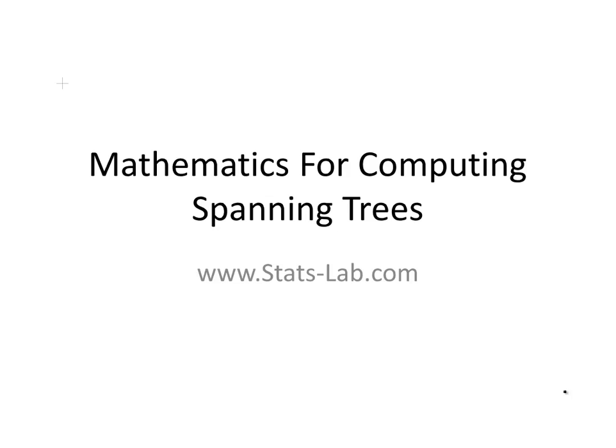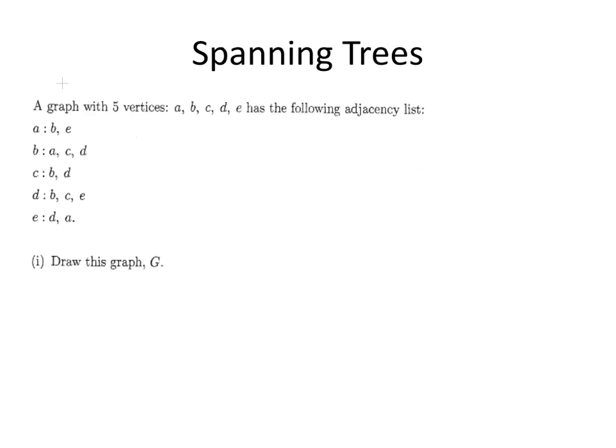In this presentation, we are going to look at spanning trees. So let's look at the question here now. A graph of 5 vertices, A, B, C, D, and E, has the following adjacency list. What we're asked to do is draw out this graph, G. So this is actually a tree. It's a general type of graph.